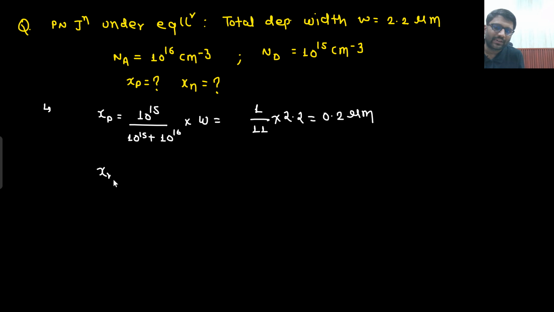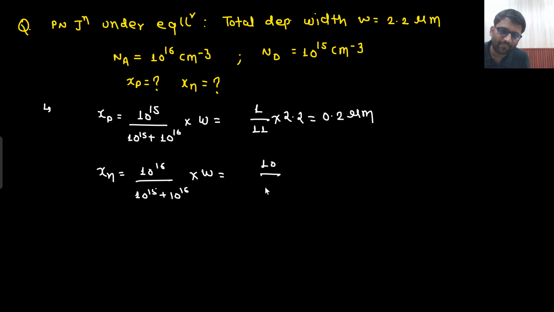So what do you think will be the answer of xn? 0.2 is there on the P side, so 2 would be there on the N side. But let's see the answer: 10 to the power 16 upon 10 to the power 15 plus 10 to the power 16, into W. If I take 10 to the power 15 common, it is 10 by 11 into 2.2. The answer would be 2 micrometer.